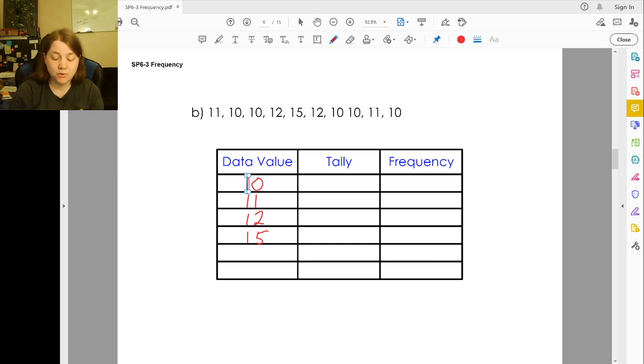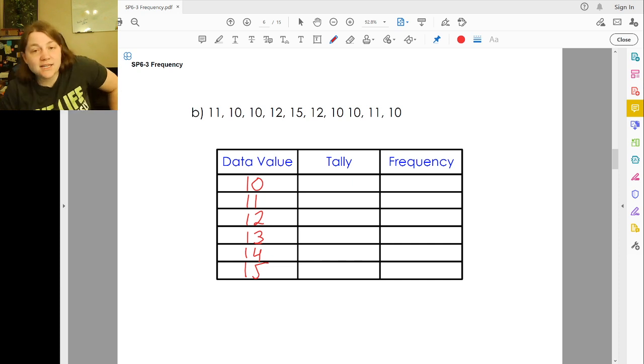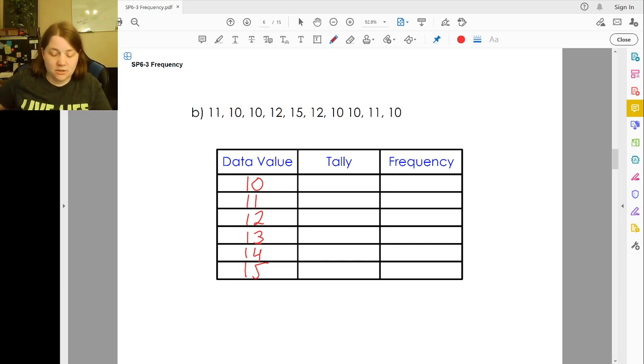Now, let's say that we wanted to put 13, or that we weren't paying attention, and we didn't see it wasn't there. Let's say we put 14 too. That's okay. Nothing's going to be broken here. Let's go ahead and do tally charts. So 11, 10, 10, 12, 15, 12, 10, 10, 11.